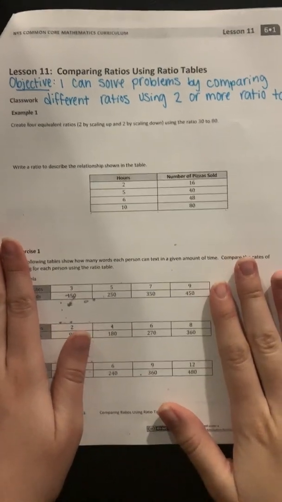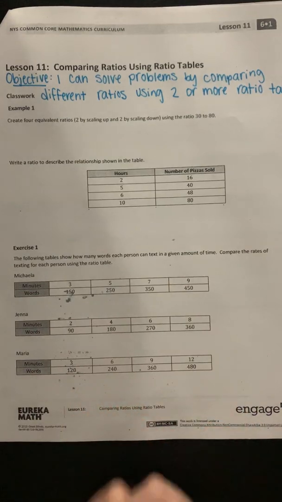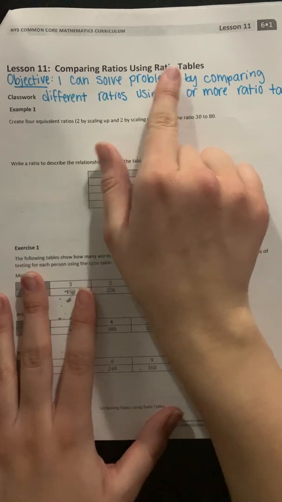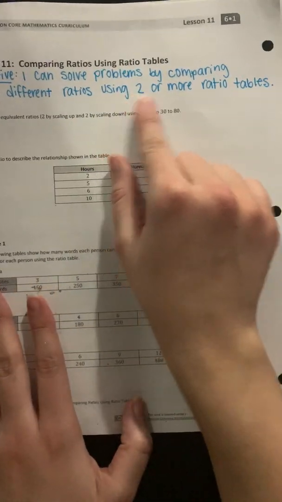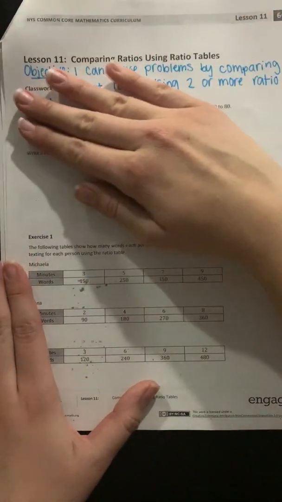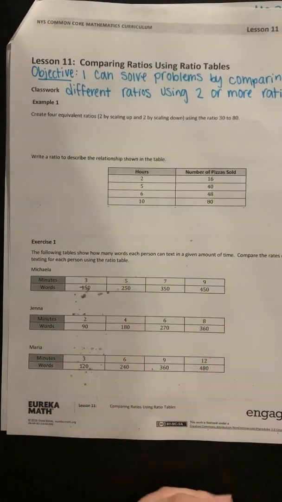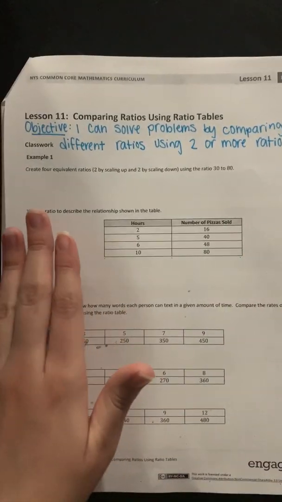Hey, sixth grade, you have a short screencast today because I want to make sure that you get a lot of really meaningful group practice. So our title is Comparing Ratios Using Ratio Tables, and our objective is I can solve problems by comparing different ratios using two or more ratio tables. So this chunk here will be what we cover together in the video. The rest of this page will be your group practice problems, and then your exit ticket will be on the next page. So we really just need to focus up here.